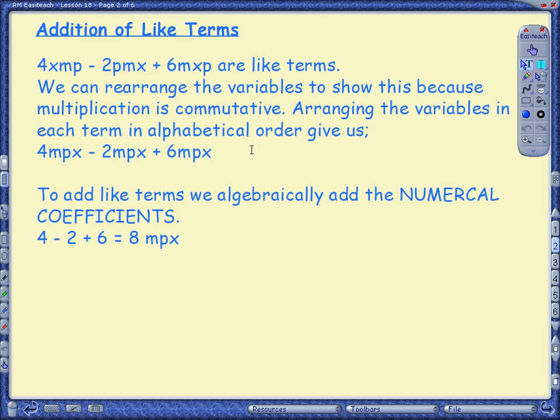We can do this. Arranging the variables in each term in alphabetical order gives us this: 4mpx minus 2mpx plus 6mpx, and it's a little bit easier to see that they are like. To add the terms, we algebraically add only the numerical coefficients. So the 4, the 2, and the 6, and that equals 8mpx.